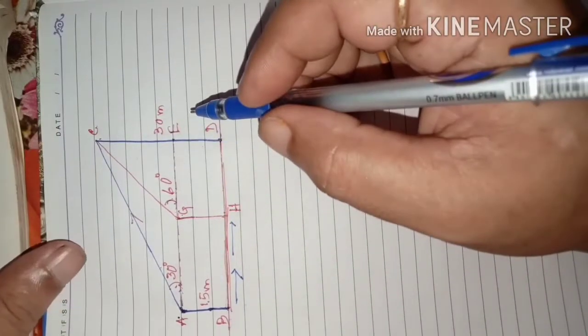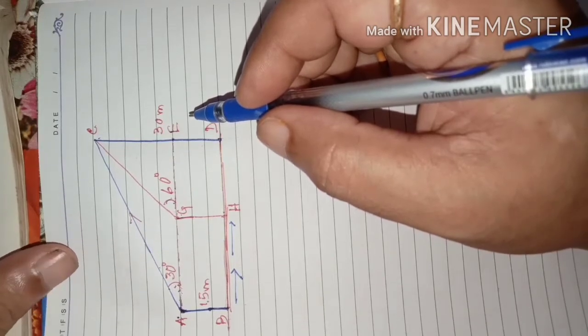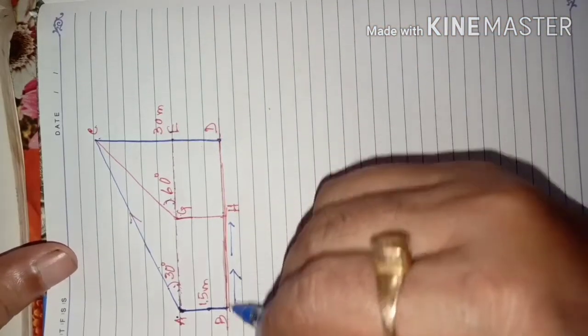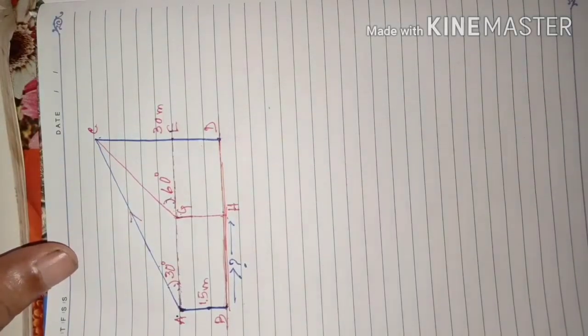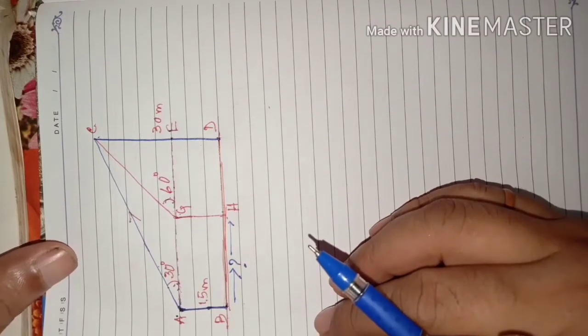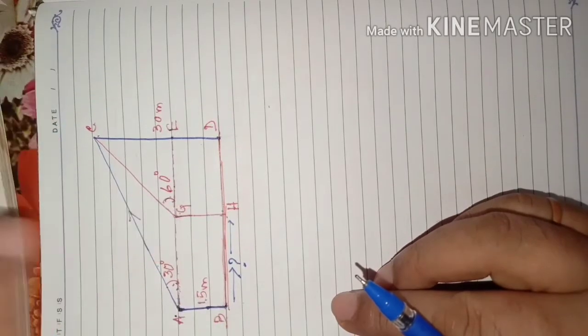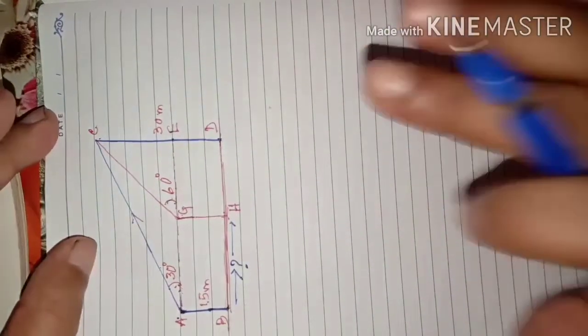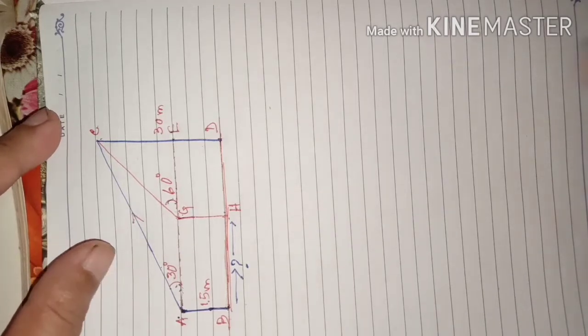Now the question is: find the distance he walked. What is the distance he walked from B to H, towards the building? The distance walked is BH, and you have to find it out. It is very simple. You need not break your head thinking about how to start. I am giving you the idea.